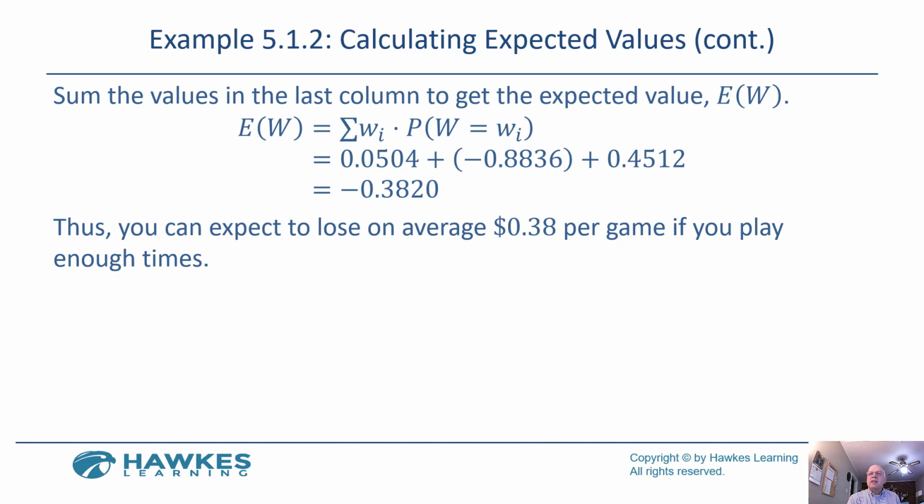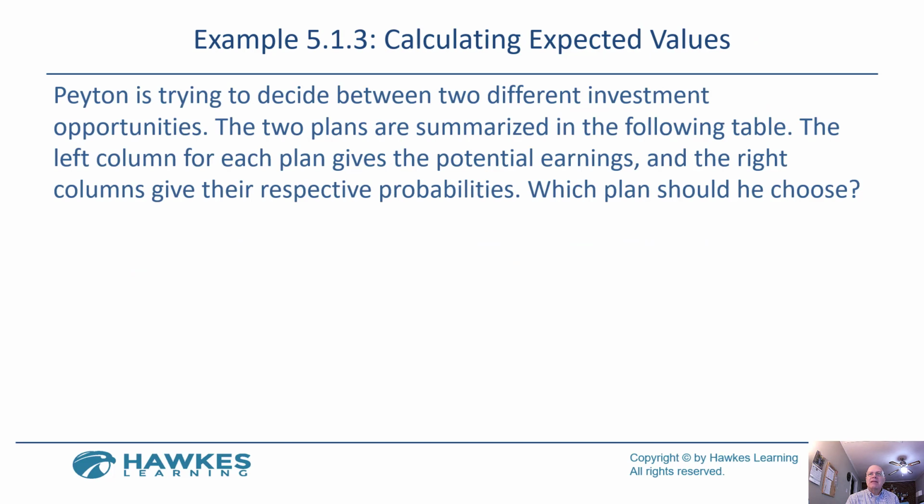So the result is, when you do that, when you see X bar in your calculator, it's going to give you a negative 0.38. That means if you played this a lot of times, you would on average lose 38 cents per game that you played. That's expected value.